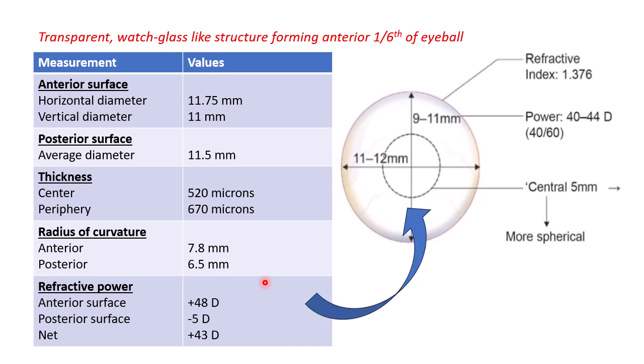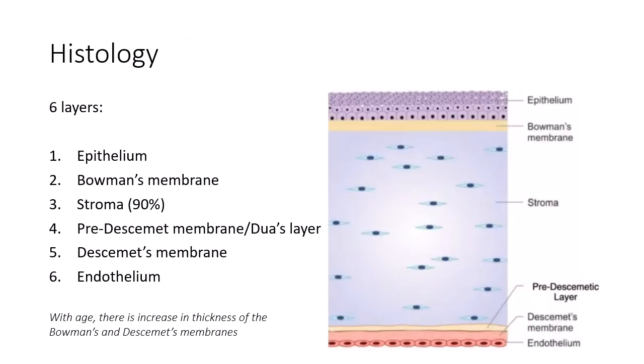Going by these dimensions, the cornea assumes this shape. You see, this is the shape of the cornea, thinner in the center than the periphery, with the posterior surface more curved. And most of the refractive power, that is of plus 43 diopters, is concentrated in this central 5 mm of the cornea, which is the most important part.